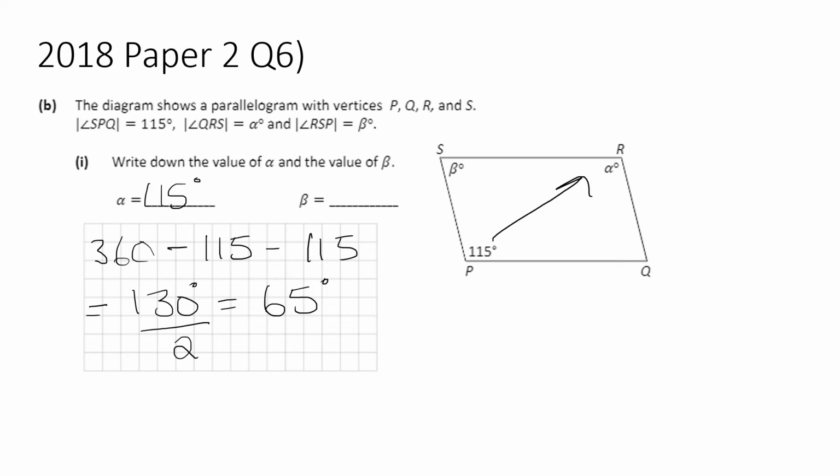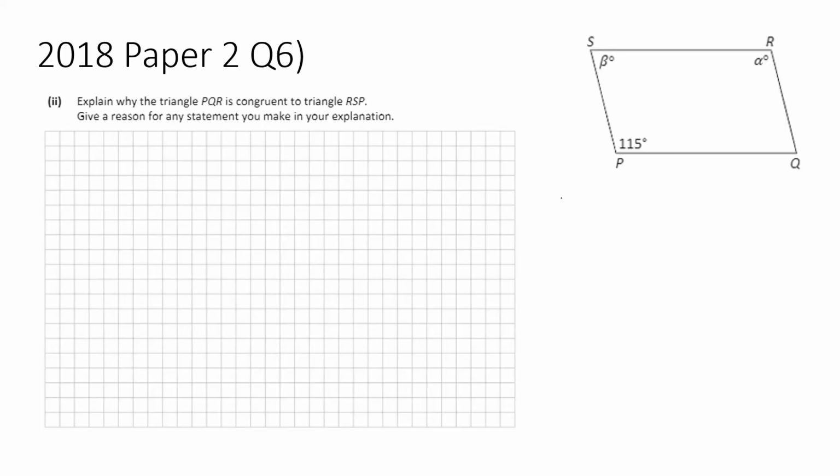That is 5 marks. For part 2 then, explain why the triangle PQR is congruent to triangle RSP. Give a reason for any statement you make in your explanation. Okay, so we know that these sides are equal. We know that these sides are equal. We know that these angles are equal. And we know that these angles are equal. So if we're looking at PQR, just draw a diagonal here.